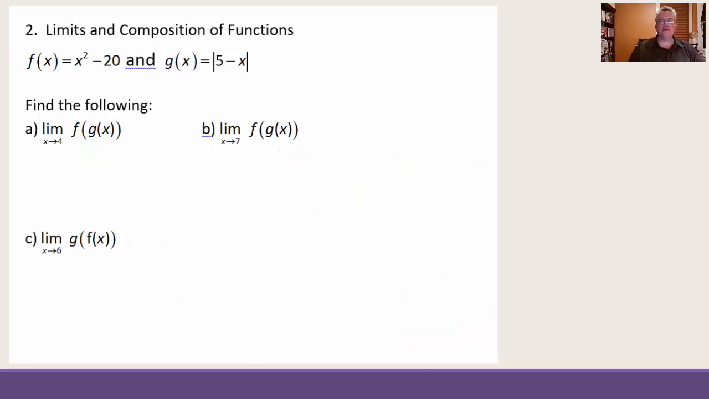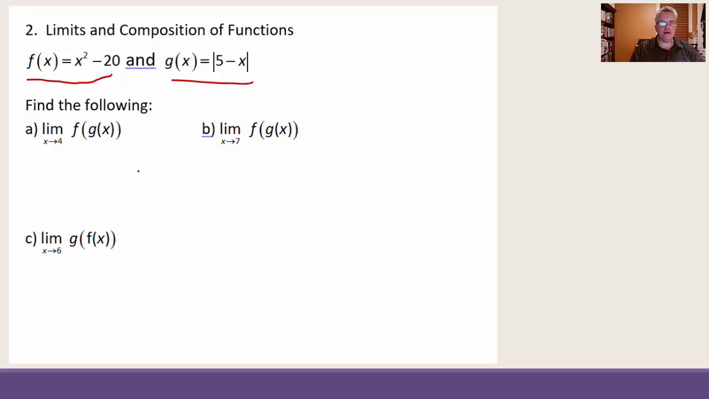Now, I told you this would be quick. There's only one other thing I want to talk about. And it's kind of common sense also. The limit of composition of functions. Okay, so we have two functions. f of x equals x squared minus 20. And g of x is the absolute value of 5 minus x. So we want to find the limit as x approaches 4 of f of g of x.